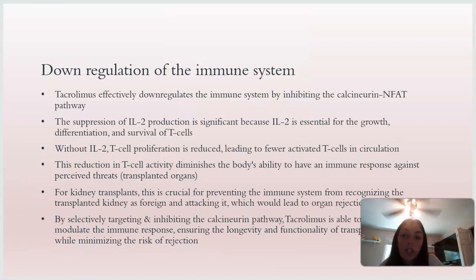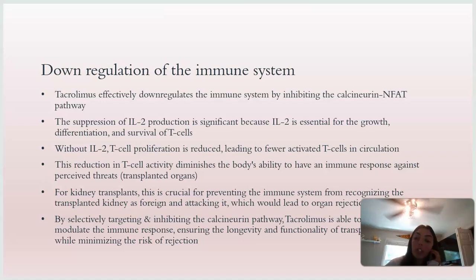Tacrolimus is able to effectively downregulate the immune system by inhibiting the calcineurin-NFAT pathway. The suppression of IL-2 production is pretty significant because IL-2 is essential for the growth, differentiation, and survival of T cells, like mentioned before. So without IL-2, proliferation is reduced for T cells, and that leads to fewer activated T cells in circulation.